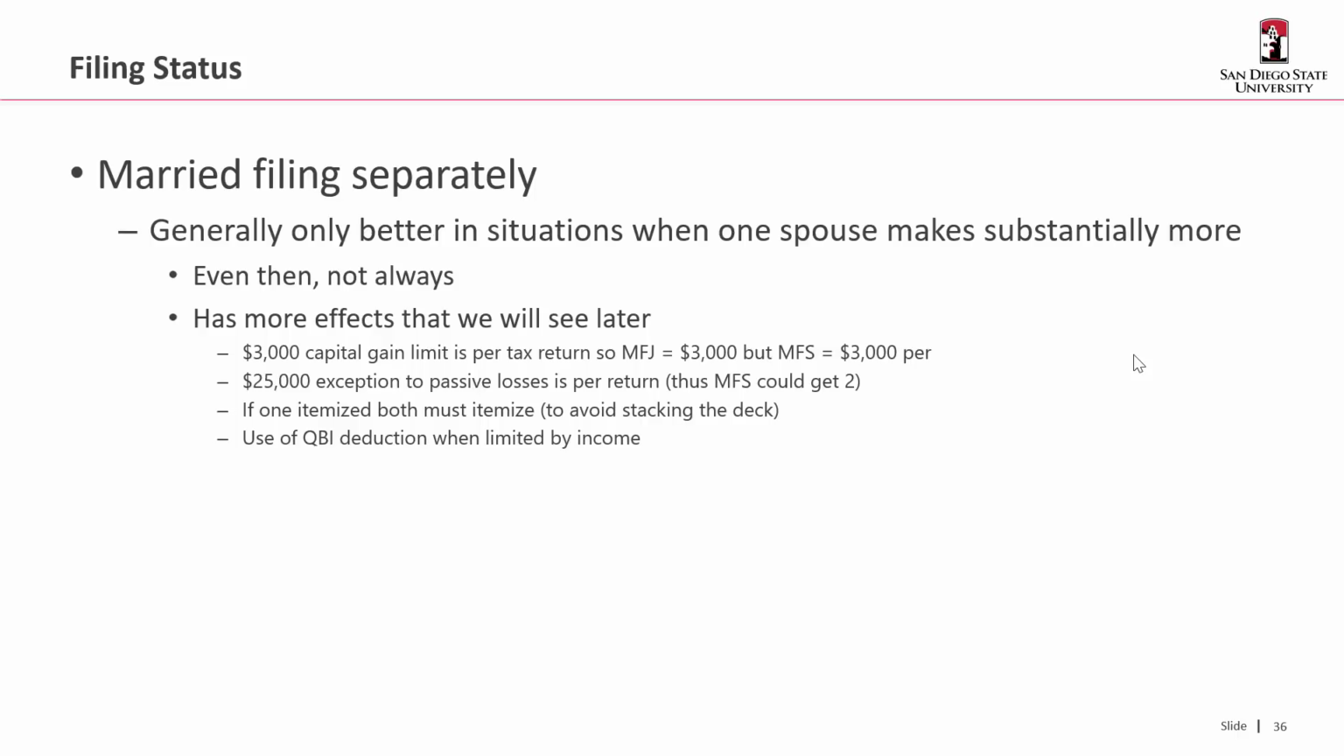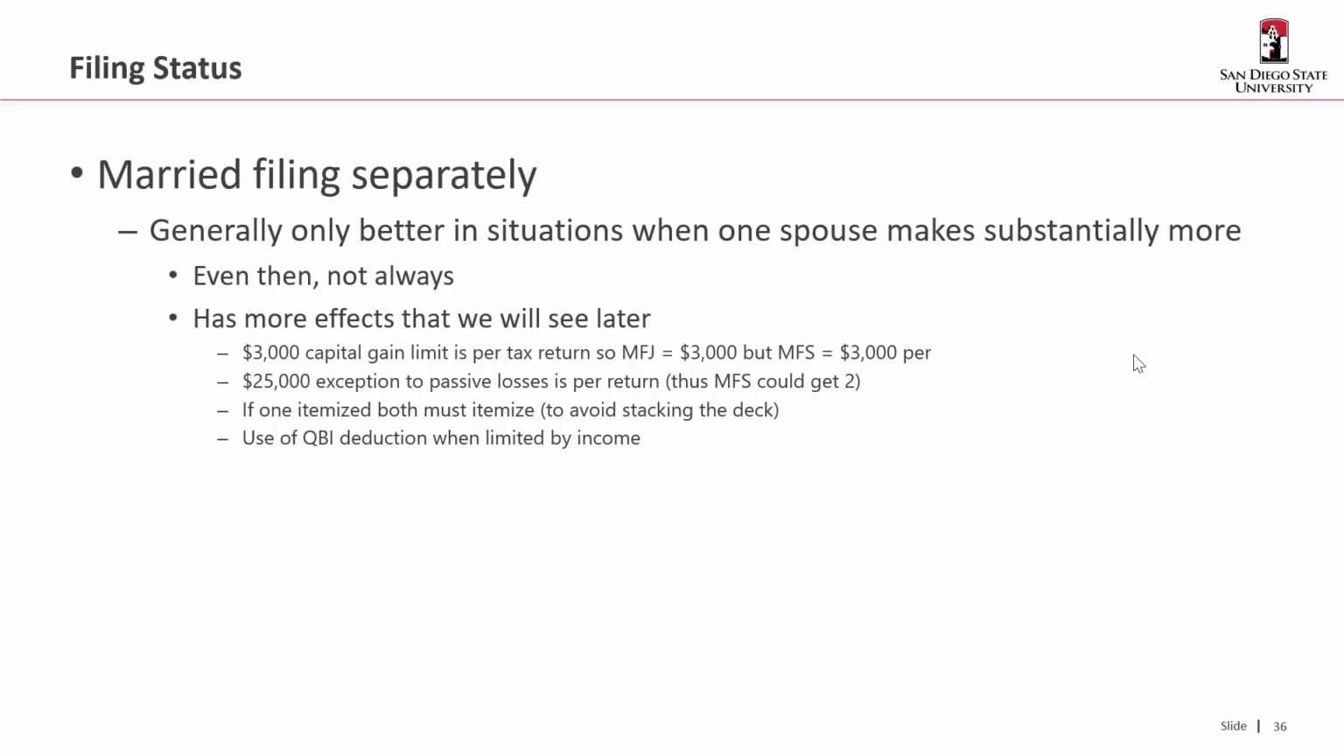It has tons of other effects on things that we haven't discussed, but maybe could be discussed. So the capital gain limit. If you file separately, that actually doubles the amount of capital, sorry, that should really be capital loss limit that you can take. But again, we'll get there later on in the course. The $25,000 exception to passive loss, which presumably you learned something about back in 332 if you took that. But again, we'll cover it later.